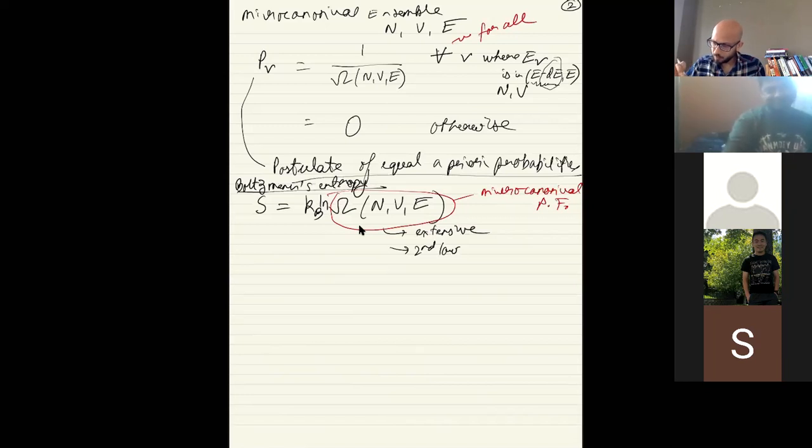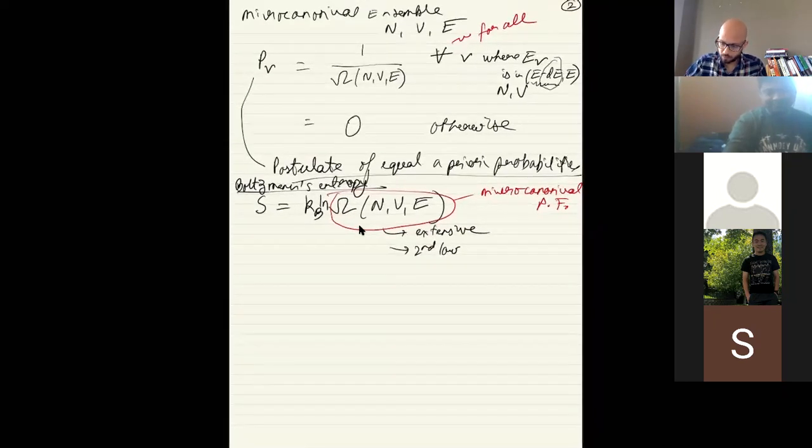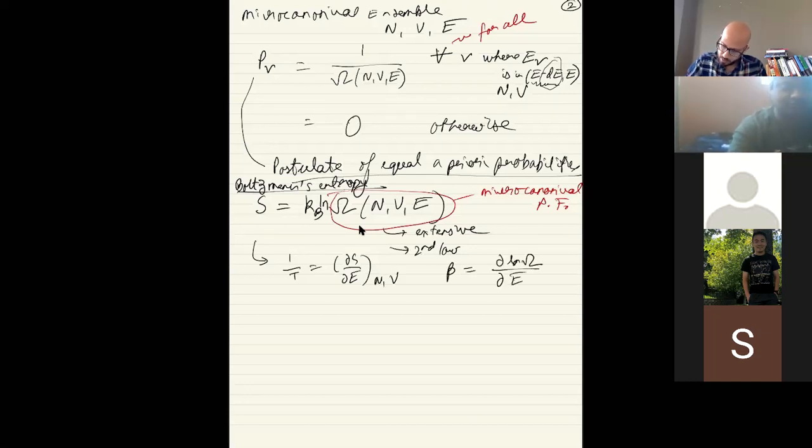We defined our entropy, our microcanonical partition function, and we said that the log of this is our entropy. And this was wonderful because we could go to our favorite formula from the integrated first and second law of thermodynamics. From that, we could show that 1 over temperature is equal to partial S by partial E at constant NV. Or we define the inverse temperature beta as partial ln omega by partial E at constant NV.